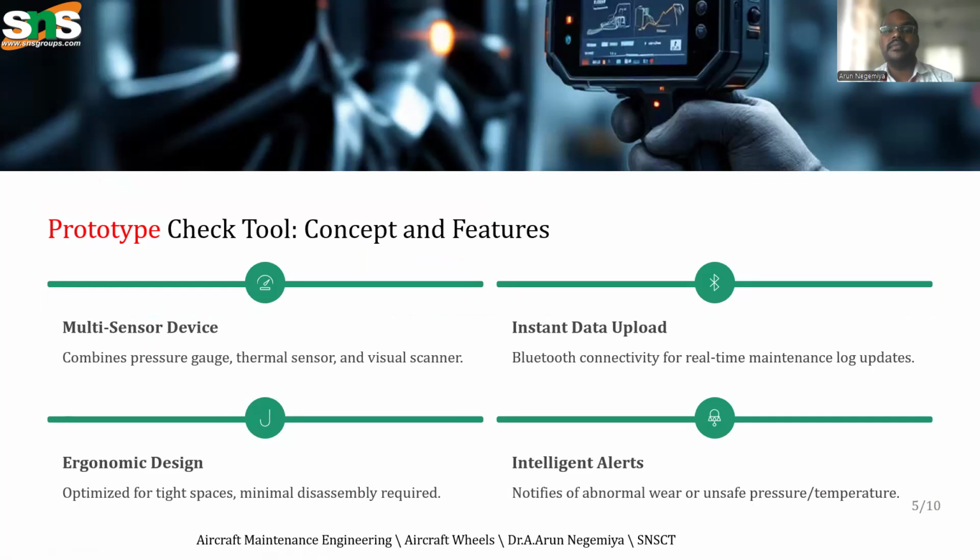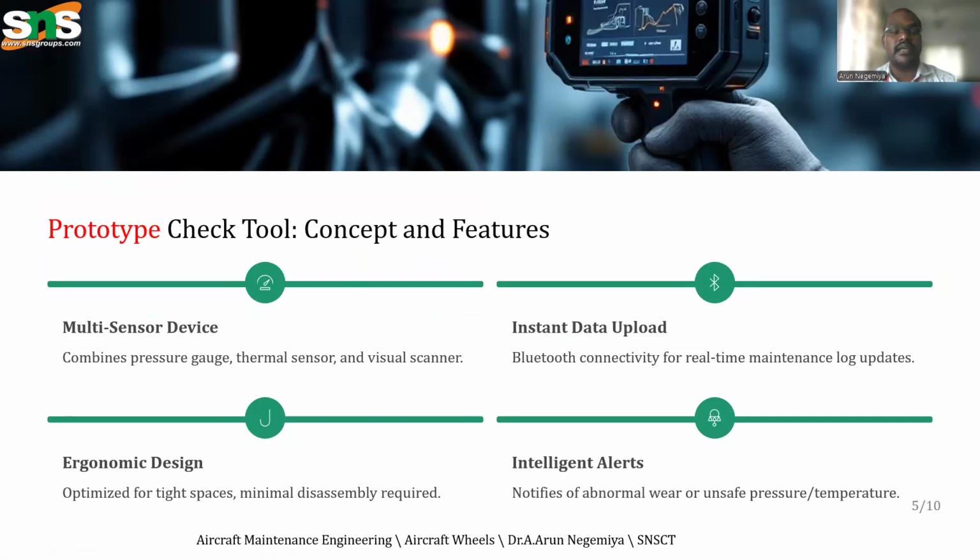The next one is the prototype. These prototypes can be used to solve these cases. The first one is the multi-sensor device, a combination of pressure gauges, thermal sensors, and visual scanners. The next one is the instant data upload. Here, we will use Bluetooth connectivity for real-time maintenance.